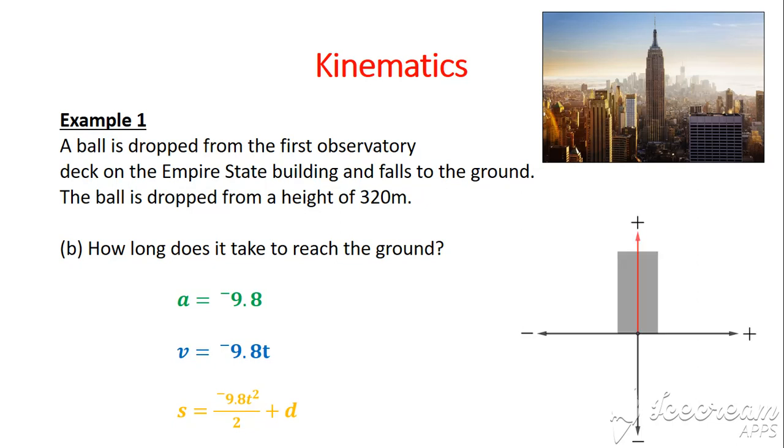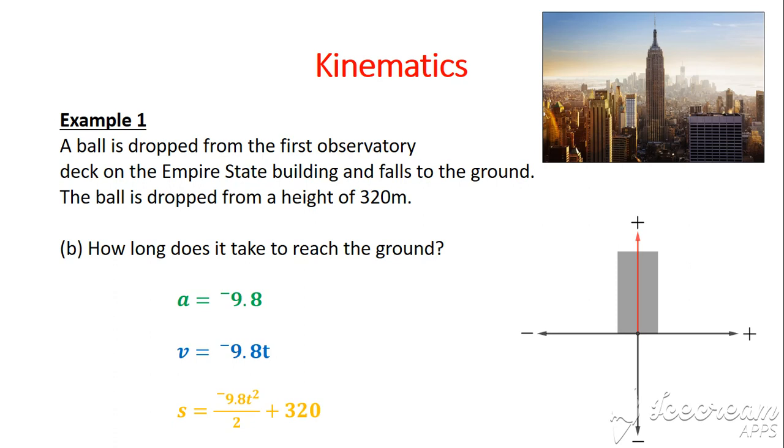Now again, think about the building. We are 320 meters up in a positive direction. So 320 is our d. So our displacement function is negative 9.8t squared over 2 plus 320.